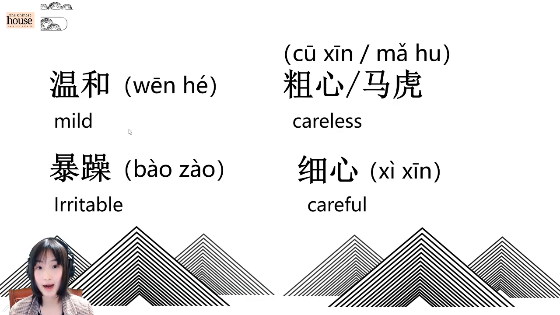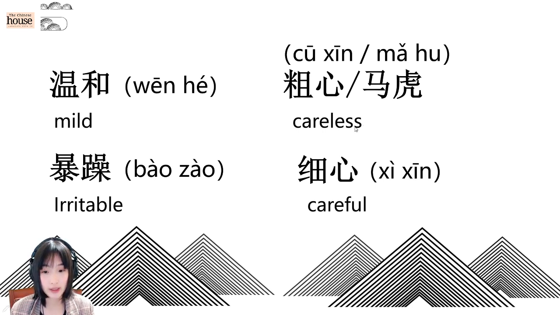And then we have mild, 温和. 温 means warm, and 和 means like peace. So you're warm and peaceful, that means you're kind of mild.